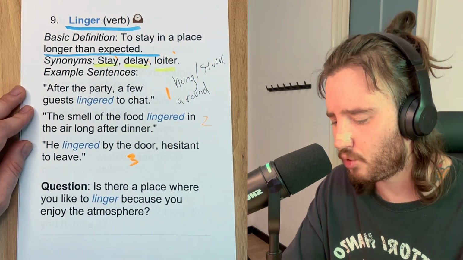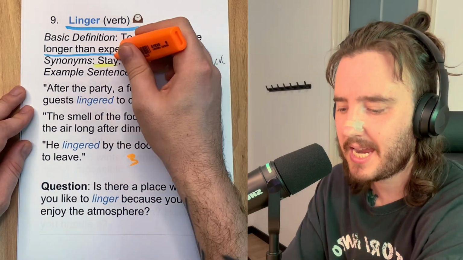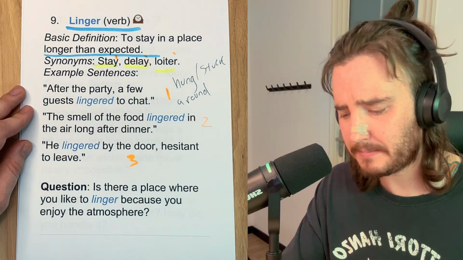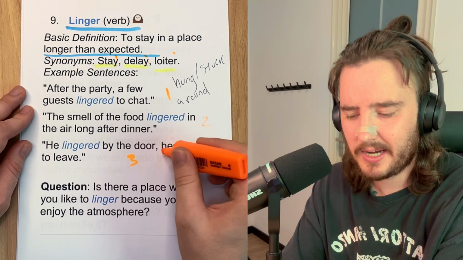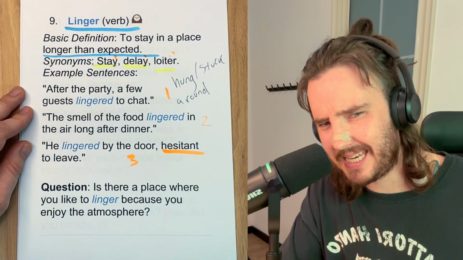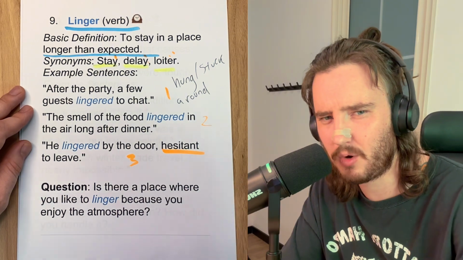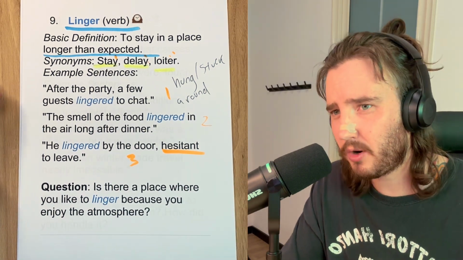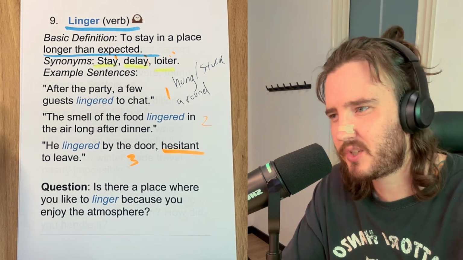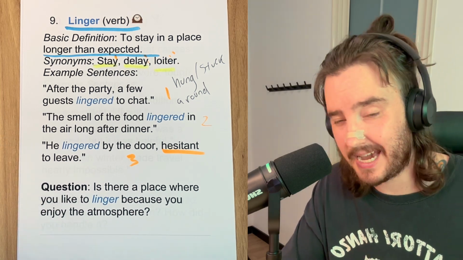Let's look at number 3. He lingered by the door, hesitant to leave. Okay, he was lingering, he was staying, he was delaying his departure. He was lingering by the door. He wasn't so sure he wanted to leave. He was hesitant, right? Loitering is more of a legal term. If you are hanging around somewhere, you maybe shouldn't be hanging around. Like, if you are loitering outside of a store, outside of a business, maybe the owner doesn't want you standing around out there talking and smoking or even sitting down. We call that loitering, right?